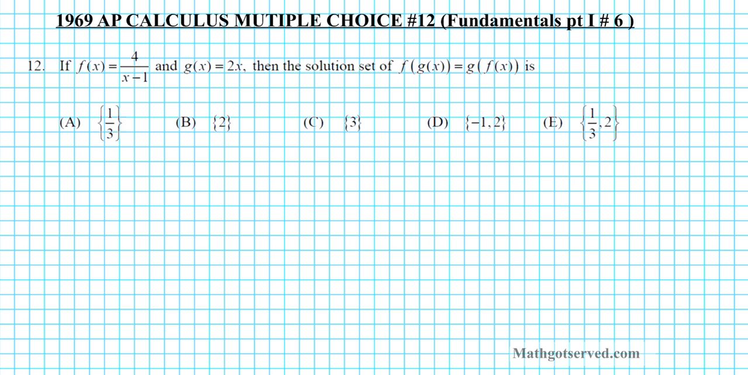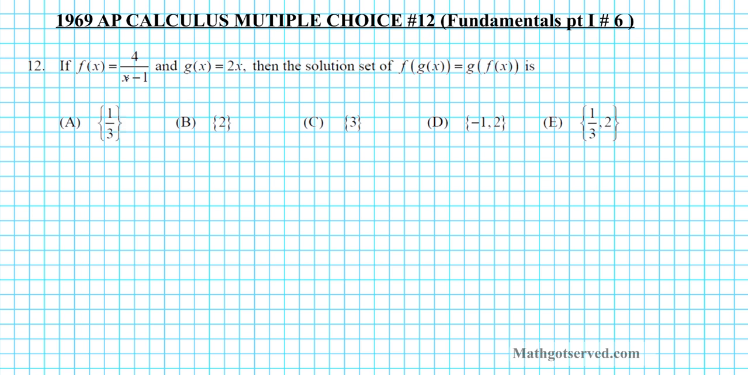In this clip, we're going to go over problem number 6 of part 1 of the fundamentals review on the AP Calculus, AB and BC. This problem corresponds to number 12 of the 1969 AP Calculus multiple choice release test item. Okay, let's go ahead and take a look at question number 12.